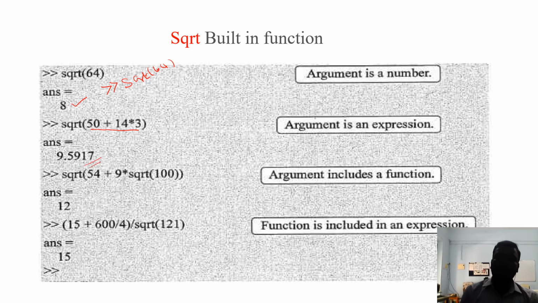square root of the value. Similarly here the expression, that is an argument, includes a function. So within the bracket I write 54 plus 9 multiply with the square root of 100. Once again, by the order of precedence, the square root of 100 is evaluated first. So the square root of 100 is 10, then multiply with the 9, then we add with the 54, then we take the square root of the value, and the result is 12. Like that we can find the square root of any numbers.